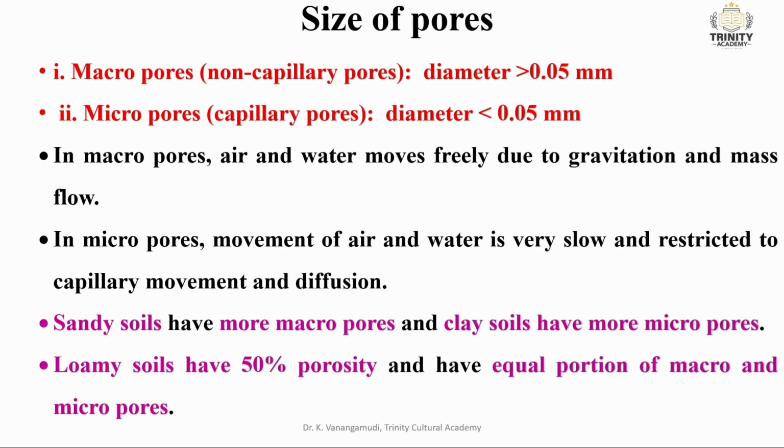There are two types of pores. The first one is macropores, which are non-capillary pores having more than 0.05 mm diameter, whereas micropores are capillary pores which have a diameter of less than 0.05 mm. Because of gravitation and mass flow in macropores, air and water move freely, while their movement is slow and restricted in micropores due to capillary movement and diffusion. Sandy soils have more macropores when compared to clay soil, which has more micropores, whereas the porosity of loamy soil is 50%, and in that there are equal numbers of both pores.